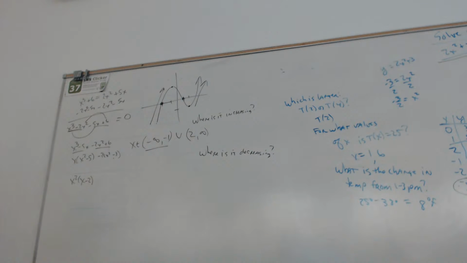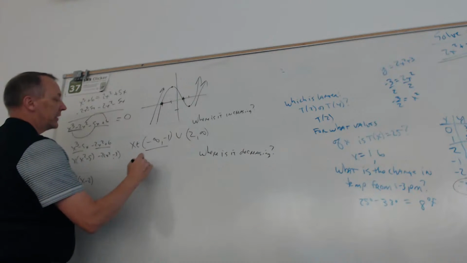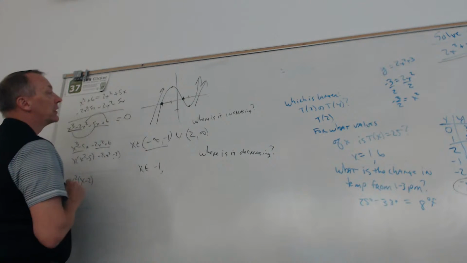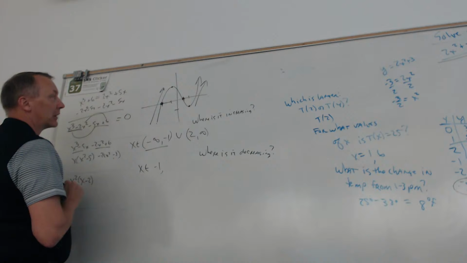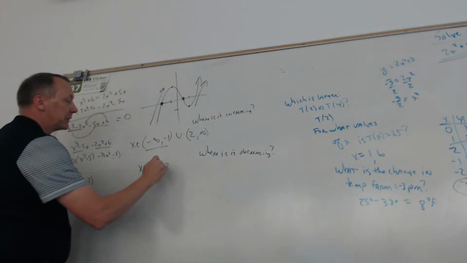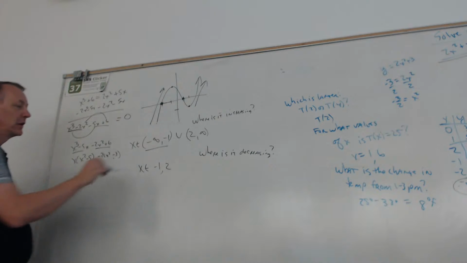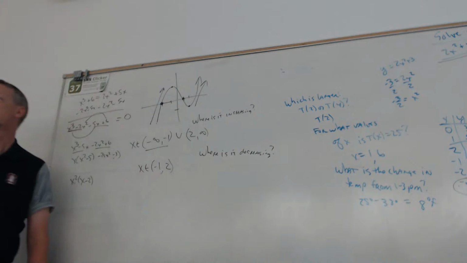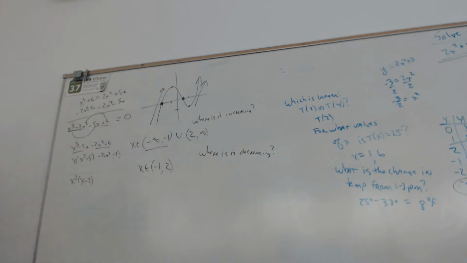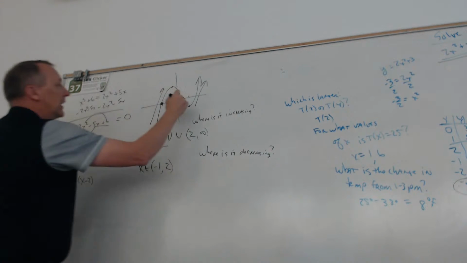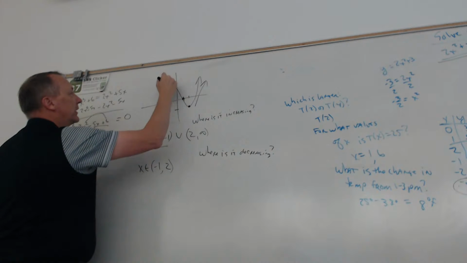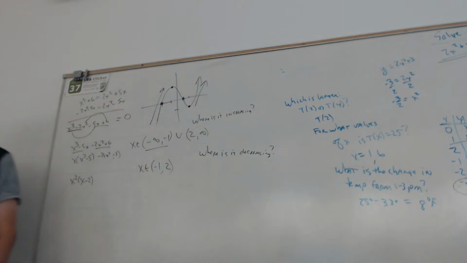Okay, where is it decreasing? It's decreasing from negative 1 to 2. Should I put round or square on those? They would be round. Why? That's a good question. Because that's the point where it's changing direction. It's changing direction at these points, right? No slope. It's neither increasing nor decreasing at those two points.